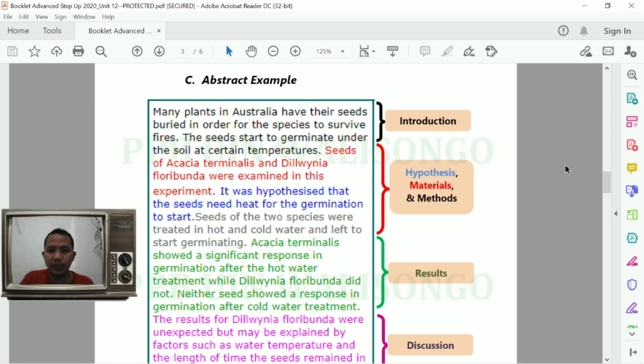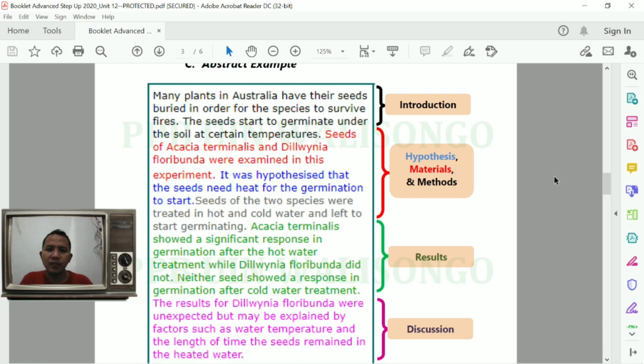For the first, abstract usually puts introduction, pendahuluan. Ini adalah contoh dari tumbuhan yang ada di Australia ya. Many plants in Australia have their seeds buried in order for the species to survive. The seeds start to germinate under the soil at certain temperature. Jadi ini menerangkan bibit tanaman yang dikubur dalam tanah biasanya untuk survive ya dari kebakaran.